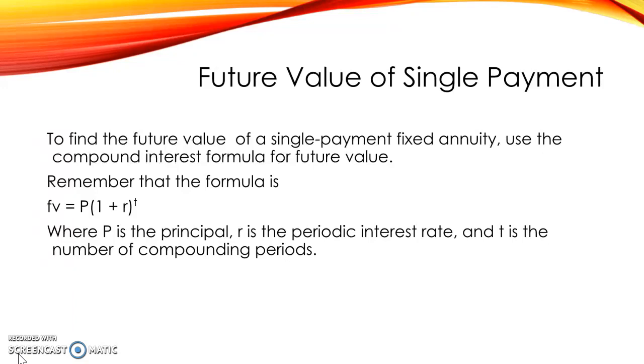Again, it works just like a CD, so we're going to use our future value formula if we want to know the future value of it. Again, here is the formula. Remember, P is the principal, or the original amount. R is the periodic interest rate, and again, be careful. Make sure you're changing that APR into the periodic interest rate by dividing by the number of periods. And T is the number of compounding periods.